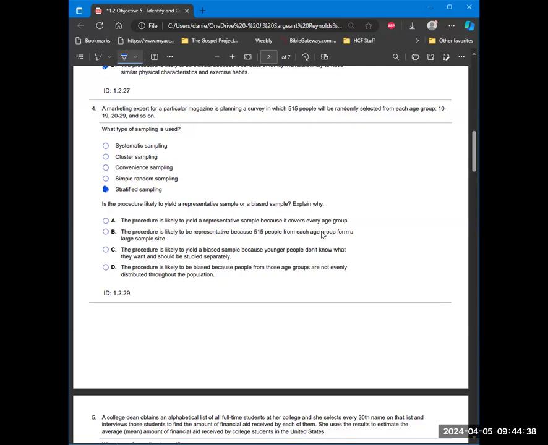Is the procedure likely to yield a representative sample or a biased sample, and explain why. The procedure is likely to be biased because people from those age groups are not evenly distributed throughout the population. So lots of times stratified sampling is a good technique, but in this case, it's not going to be.